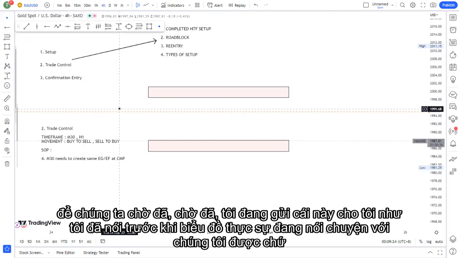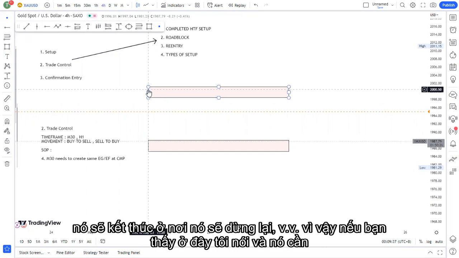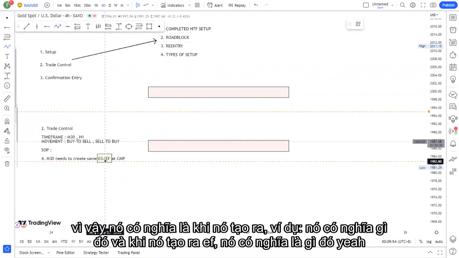All right. As I said before, the chart is actually speaking to us. It's telling us where the price is going, where it's going to go, where it's going to end, where it's going to stop, and so on. So if you see here, I say the entity needs to create the same EG or EF at the CMP. Back to what I said earlier, the chart is speaking to us. So when it creates an EG, it means something. And when it creates an EF, it means something.